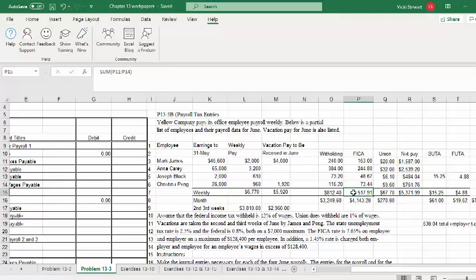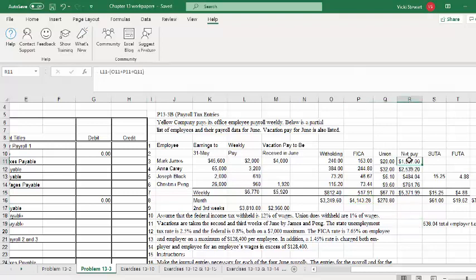Now remember that FICA is matched by the employer. So not only do we deduct these amounts from the employee's pay, but the employer also has to pay that same amount. So the monthly amount that would have to be remitted would not be times 4, but it would actually be times 8, because we would be deducting it from the employee's pay and also paying it again by the employer.